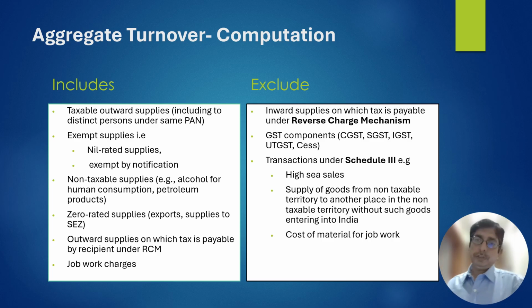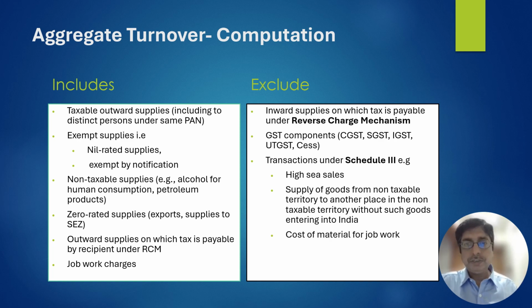What are the things to be excluded? The recipient who is paying the taxes under RCM, this is not to be considered in the aggregate turnover. Then transactions under Schedule 3. What are the transactions under Schedule 3? The activities or transactions covered under Schedule 3 are deemed not to be considered as supply of goods or supply of services.